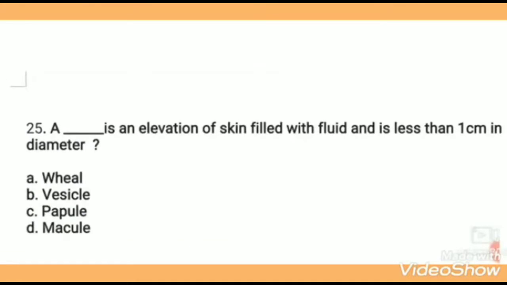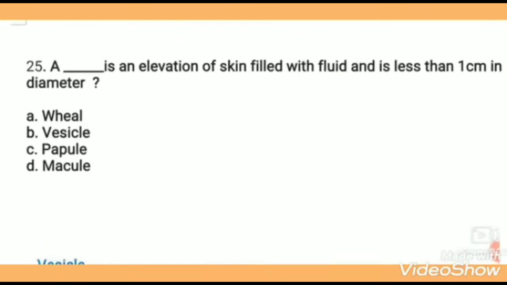Next question. A dash is an elevation of skin filled with fluid and is less than 1 cm in diameter. Vehicle, vesicle, papule, or macule? So, the correct answer is a vesicle is an elevation of skin filled with fluid and is less than 1 cm in diameter.